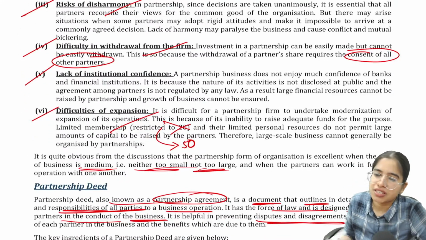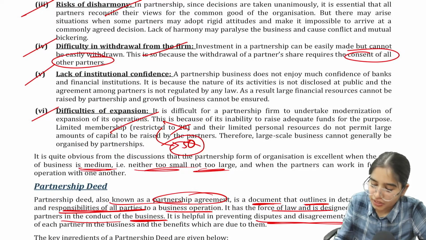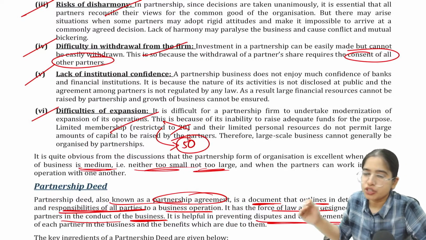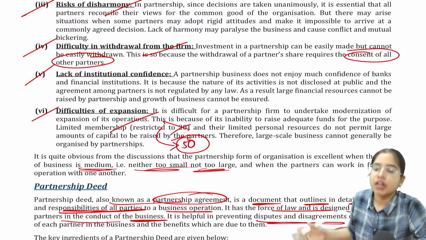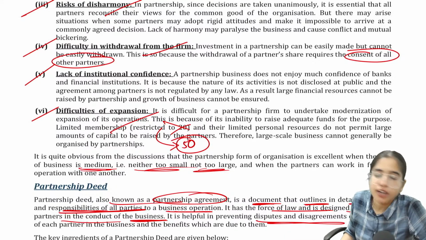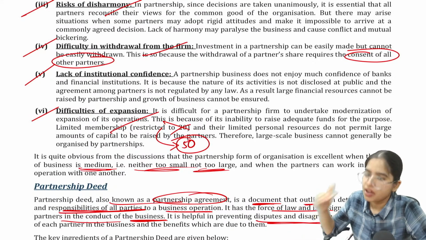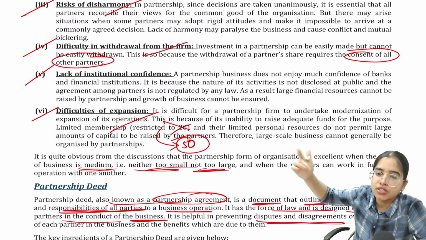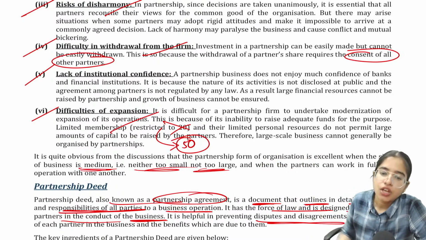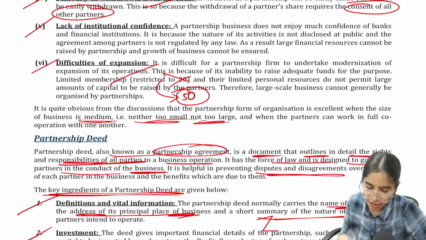Difficulty in expansion. Since they are limited members, the maximum number of partners can be 50. So there is a limitation of maximum partners, and it is difficult to expand the business. You can expand your partnership only to a certain extent. After that, if you want to expand your business, you have to go for the company form of business. So there is difficulty in expansion.